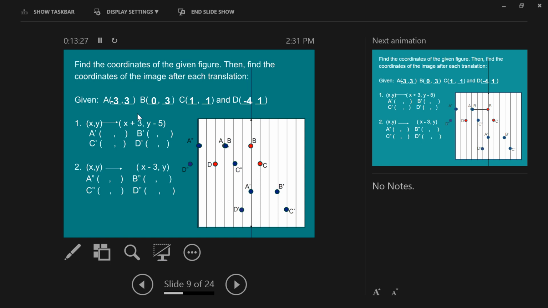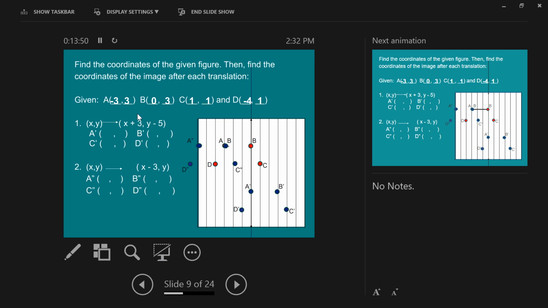Right? Okay, on example 1, it's saying that we're going to take our original coordinate point and we're going to increase x by 3, decrease y by 5. When we see that, we should be able to go ahead and just add or subtract that to our coordinate points without having to come over here and count that many spaces.